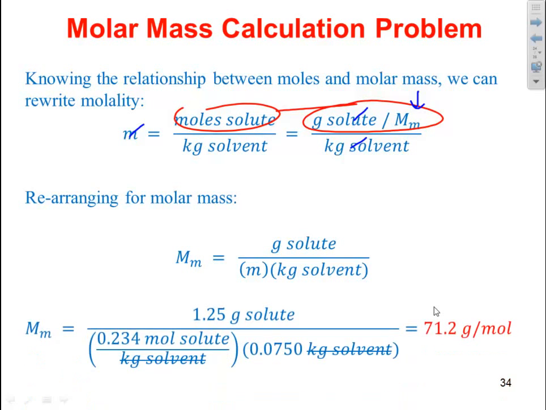Plugging in our values, we have 1.25 grams of solute divided by the molality, which is 0.234 moles of solute per kilogram of solvent, and we plug in our kilograms of solvent, which was 75 grams, converted to kilograms, which is 0.0750 kilograms. You can see our units cancel, kilograms and kilograms. We're left with grams of solute per mole of solute, which are the units for molar mass. When we multiply this out, we get 71.2 grams per mole as the molar mass of our non-electrolyte unknown.